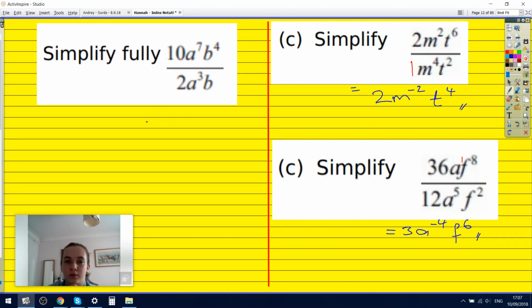Okay, how about this one, top left? 5a to the power of 4, and then b to the power of minus 4. So 3. So what is it, b to the power of? B to the power of minus 3. So this is b to the 4 on top, b to the 1 on bottom. B to the 3. That's it.